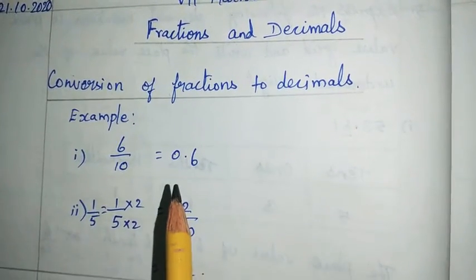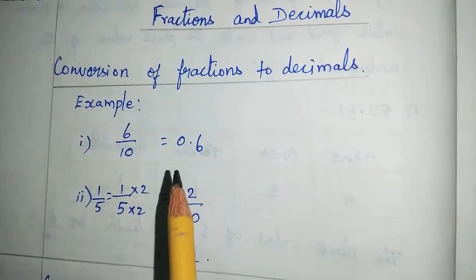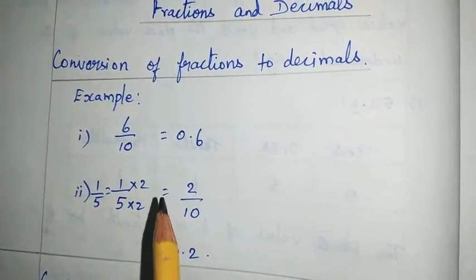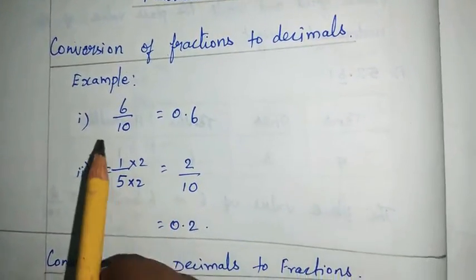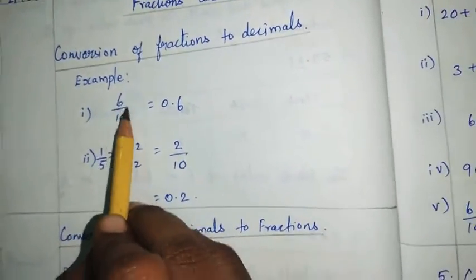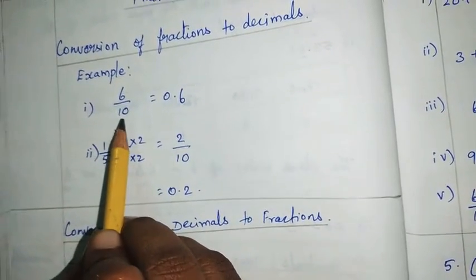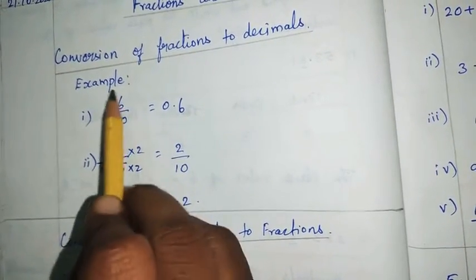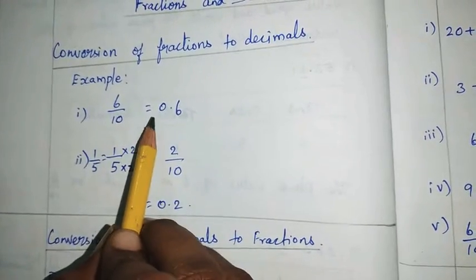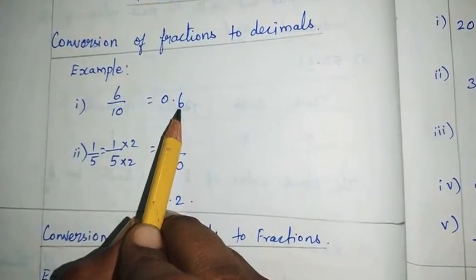If the denominator of the fraction is 10, 10 square, or 10 cube, we can express it as a decimal. Consider this example, 6 by 10. Here the denominator is 10. Therefore, we can express this fraction as a decimal, which can be written as 0.6.